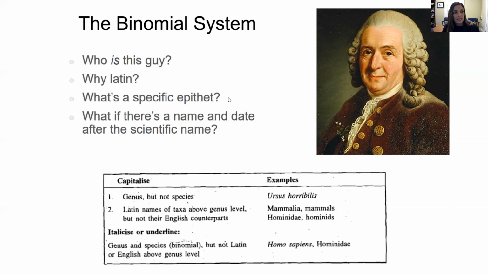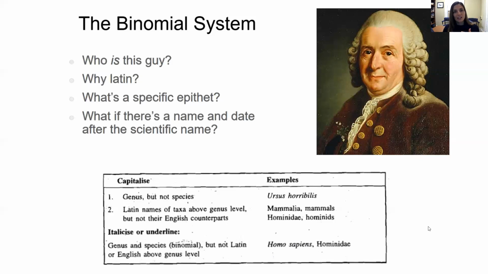Latin is used for scientific names. When you see or hear the word specific epithet, that just means the species name. So like humans are Homo sapiens, that's our scientific name. Homo is the genus, sapiens is the species name, the specific epithet. And so you either italicize or underline scientific names, capital for the genus, lowercase for the specific epithet. And if there's a name and date after the scientific name, that indicates who described the species and when.